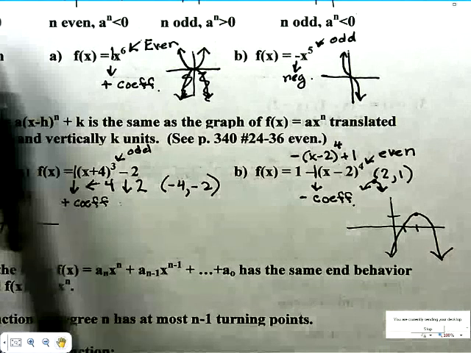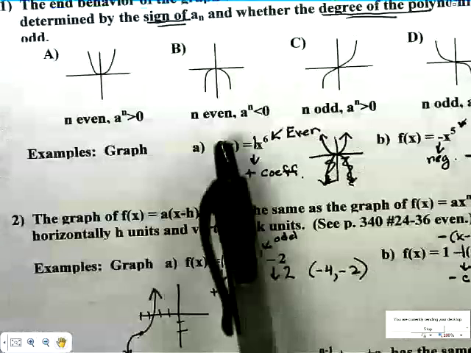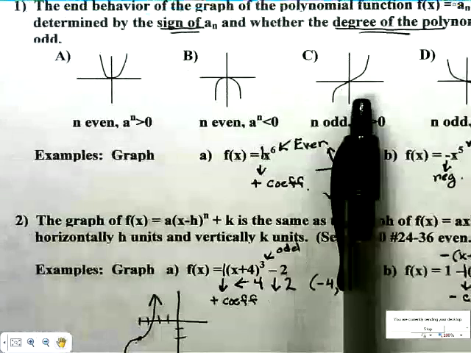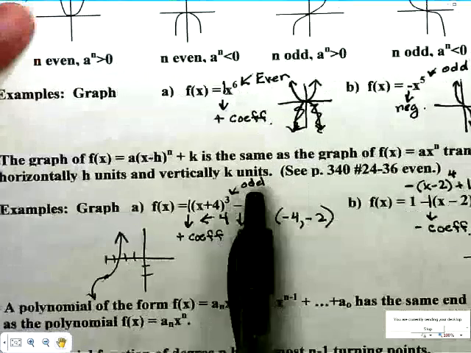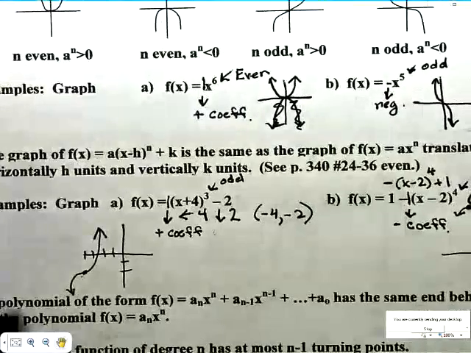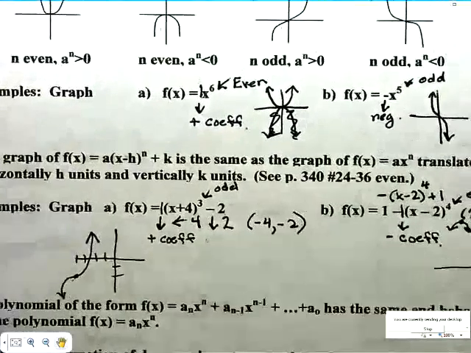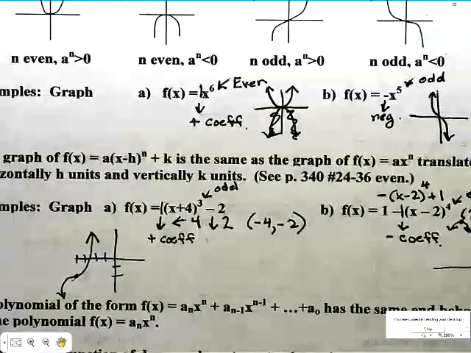We just about have this down. We know the end behavior. We know how to tell if the graph has been shifted left or right. Let me see what this 24 to 36 even is before we talk about my note number 3. Page 340, 24 to 36.